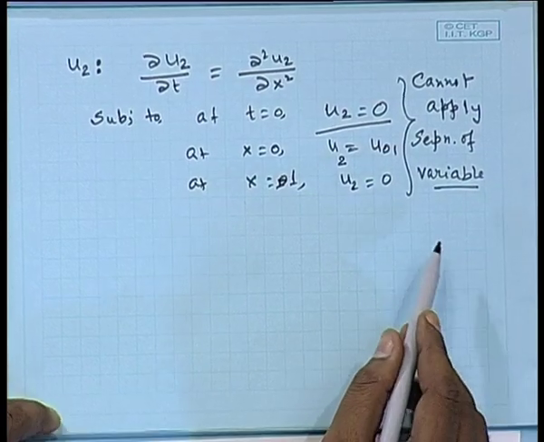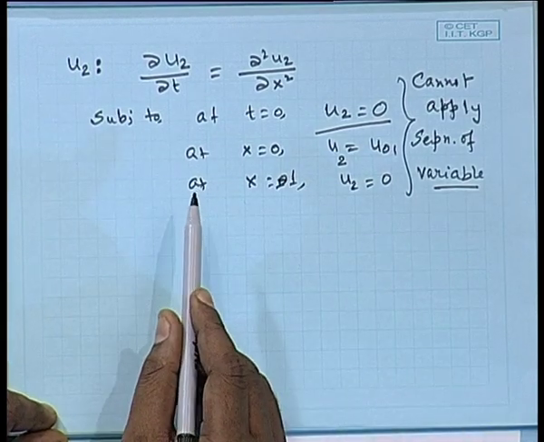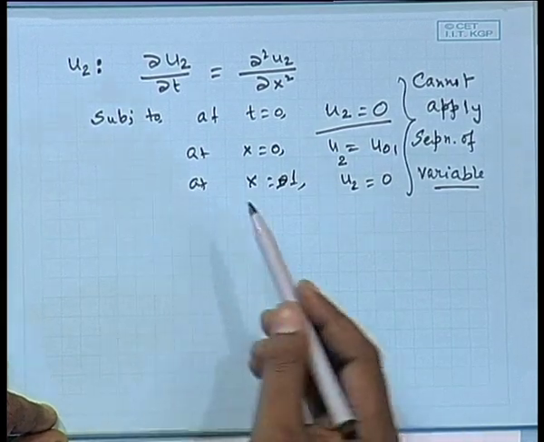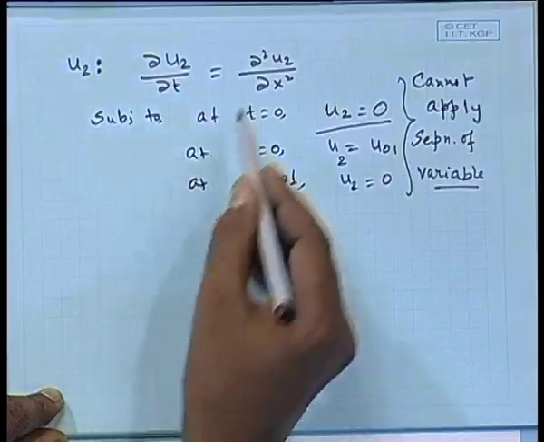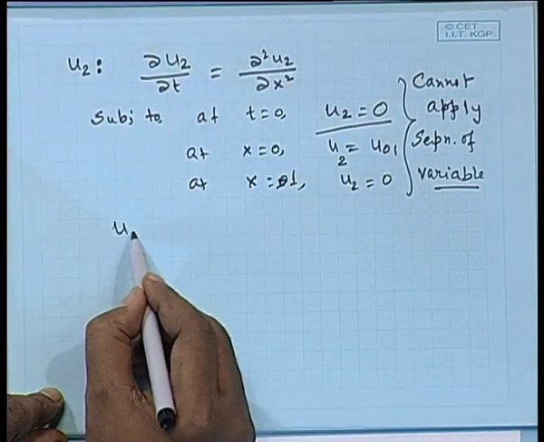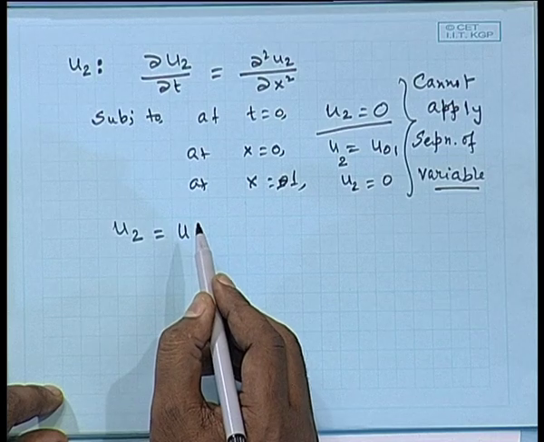For applying separation of variables, what you have to do? You have to again divide this problem into two sub problems. One will be a function of x only, that will be the steady state solution. Another will be a function of x and t both. That means, I will be dividing this problem U2 into two sub problems. One will be the steady state solution, that will be independent of time.